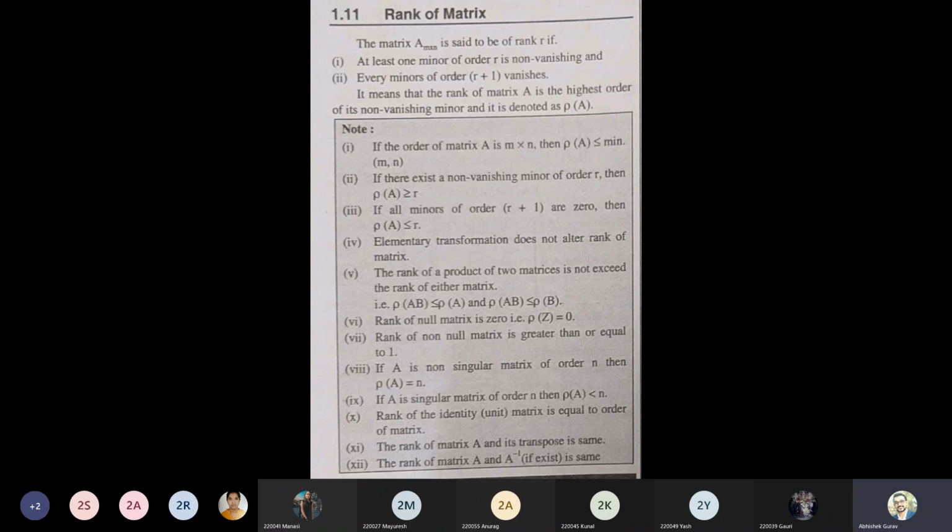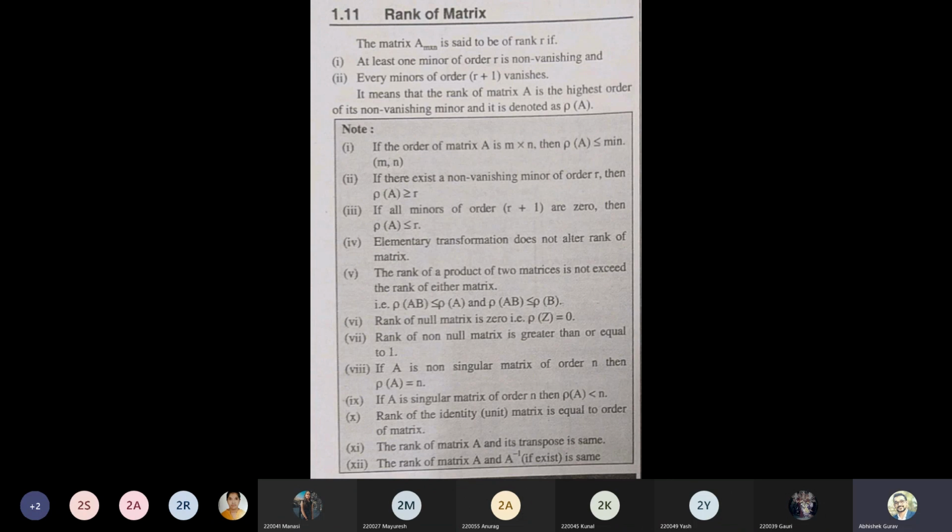Next thing, this theory part is important, because in case your exam is online, instead of solving they ask MCQs. You know very well, because they did the same last year. If A is a singular matrix of order n, then the rank of A is less than n.